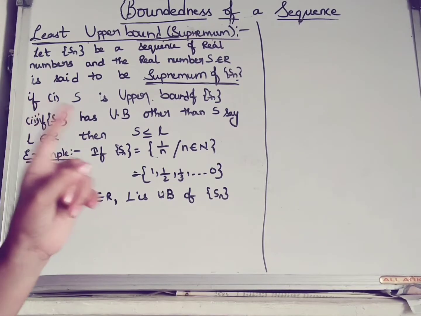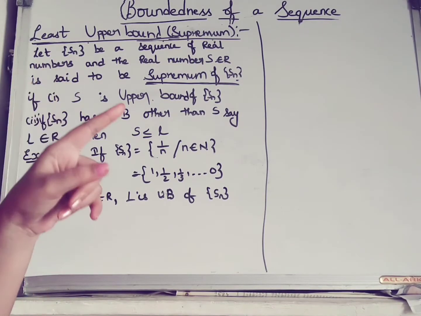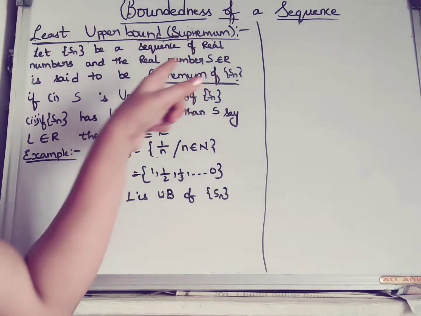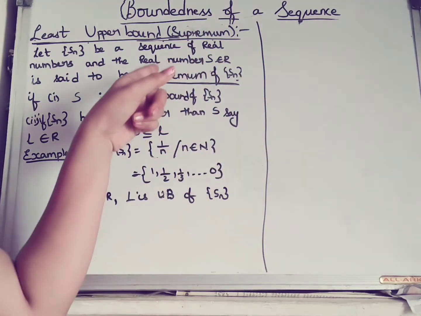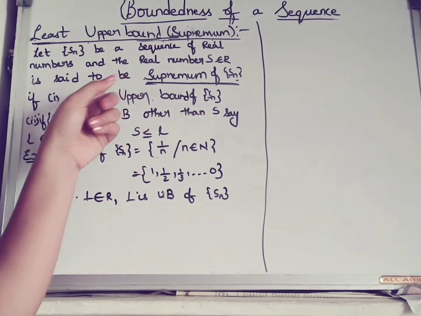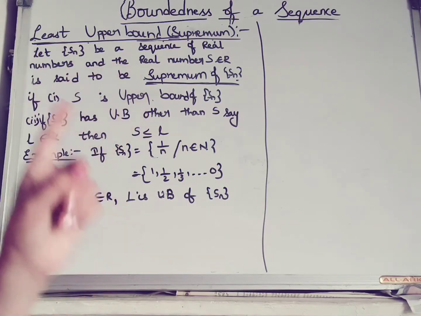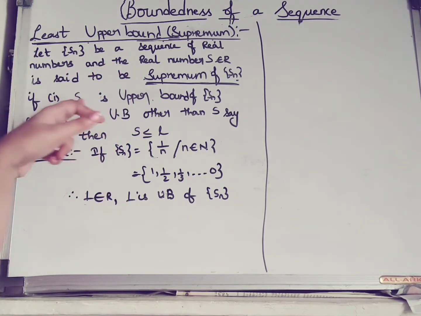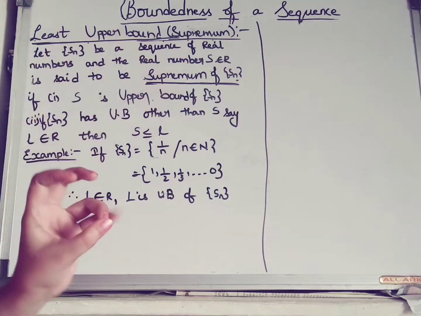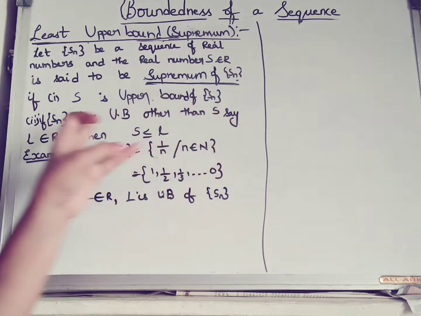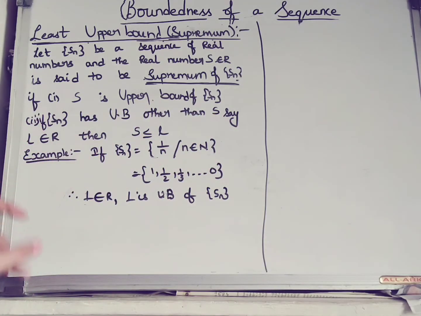Definition: least upper bound. This is also known as supremum of sequence Sn. First of all, we need to consider Sn to be a sequence of real numbers, and the real number S is said to be the supremum if it satisfies two conditions. What are the conditions? First of all, it should be an upper bound. S is an upper bound of the sequence Sn. Next condition is the sequence Sn has an upper bound other than S. I am considering here another upper bound L belongs to R.